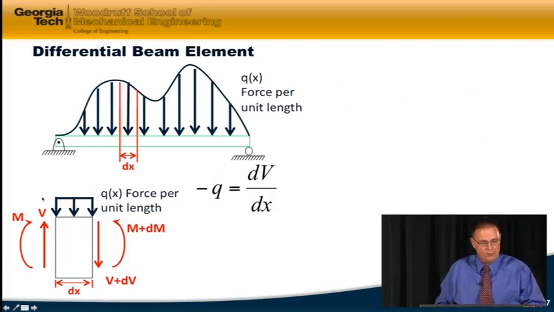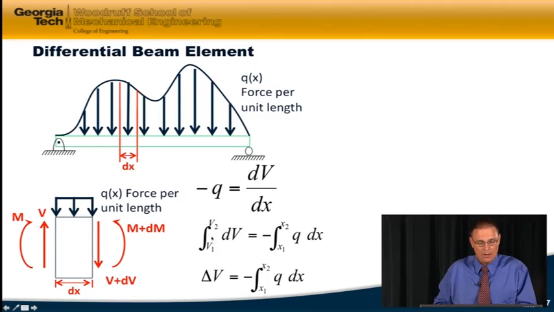So here again, I've shown my beam element. I've shown the free body diagram. I've got my relationship between the negative value of the load and the change of the shear in the x direction. I can rearrange that equation and integrate it from two different points on the beam. Okay, so now I can integrate it from a point 1 to a point 2 anywhere along the beam. And when I do that, I find that going from point 1 to point 2, the change in shear over that distance is equal to the negative integral of the load dx.